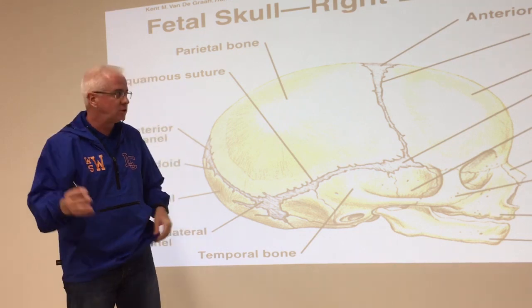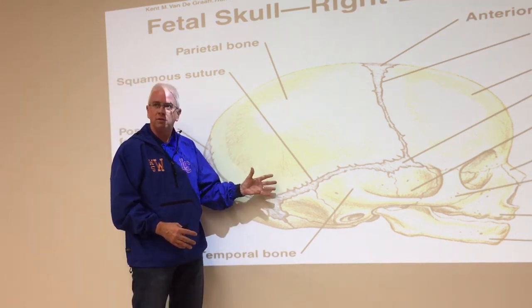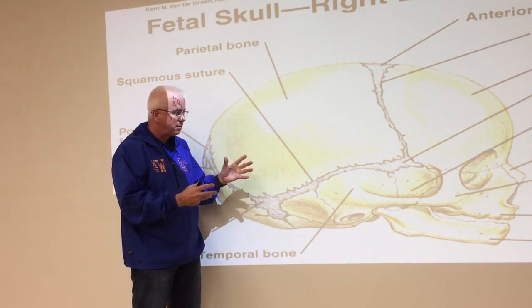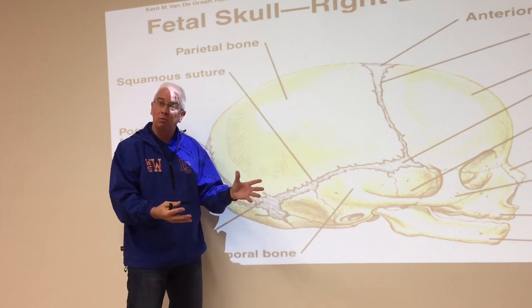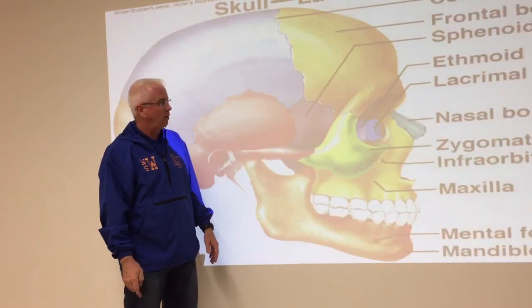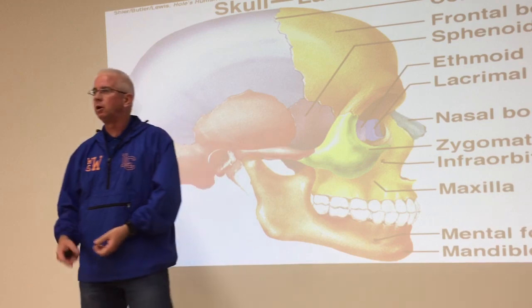It illustrates for students what I'm saying here about the importance of these things. You've got to have them to be born, and you've got to have them so your brain can grow. They're important. All right. We'll start with the frontal bone.